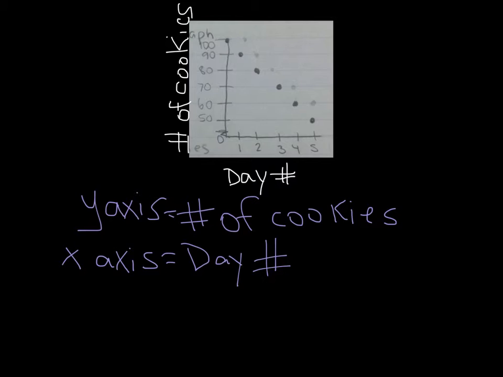For the graph, we have the y-axis, which is the number of cookies that they have, and the x-axis is the number of days. So on day 0, they have 100, and each day they're going down by 10. So by day 5, they're down to 50 cookies because they've eaten 50 cookies.